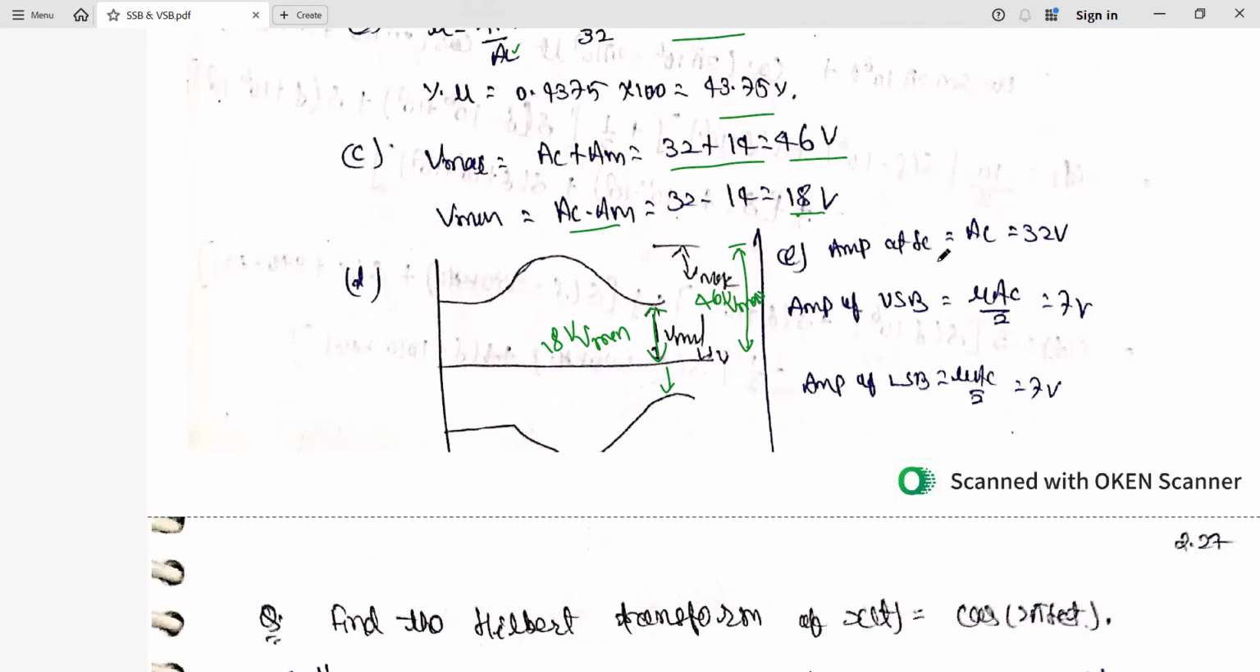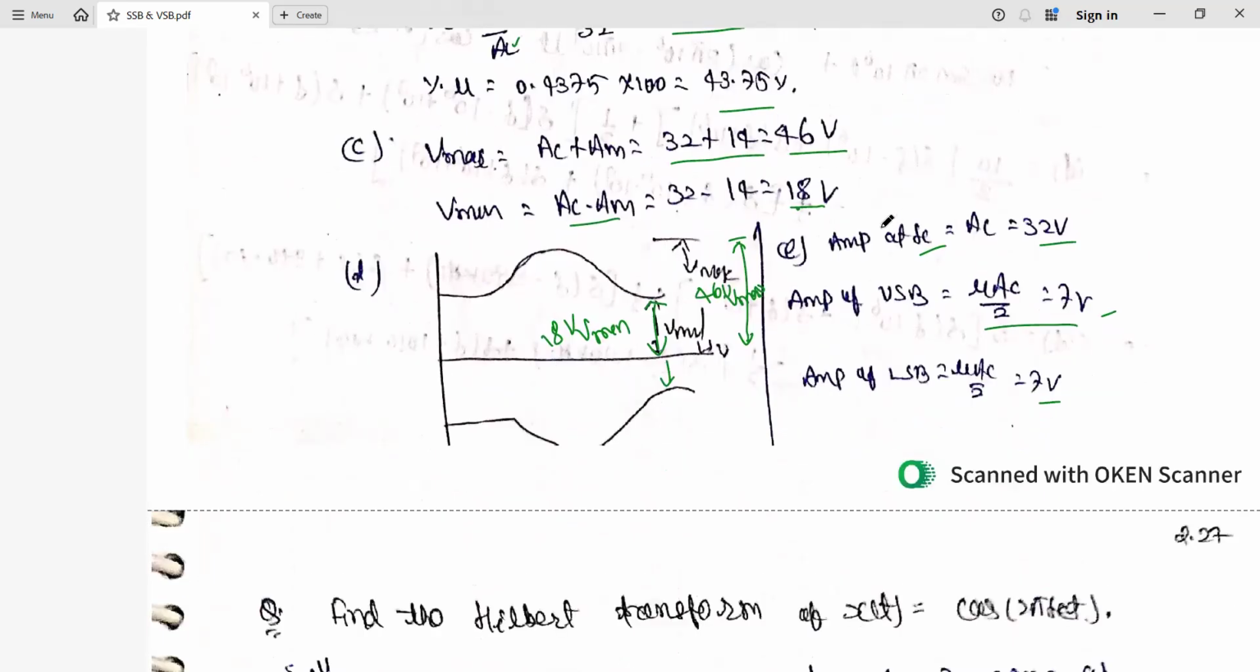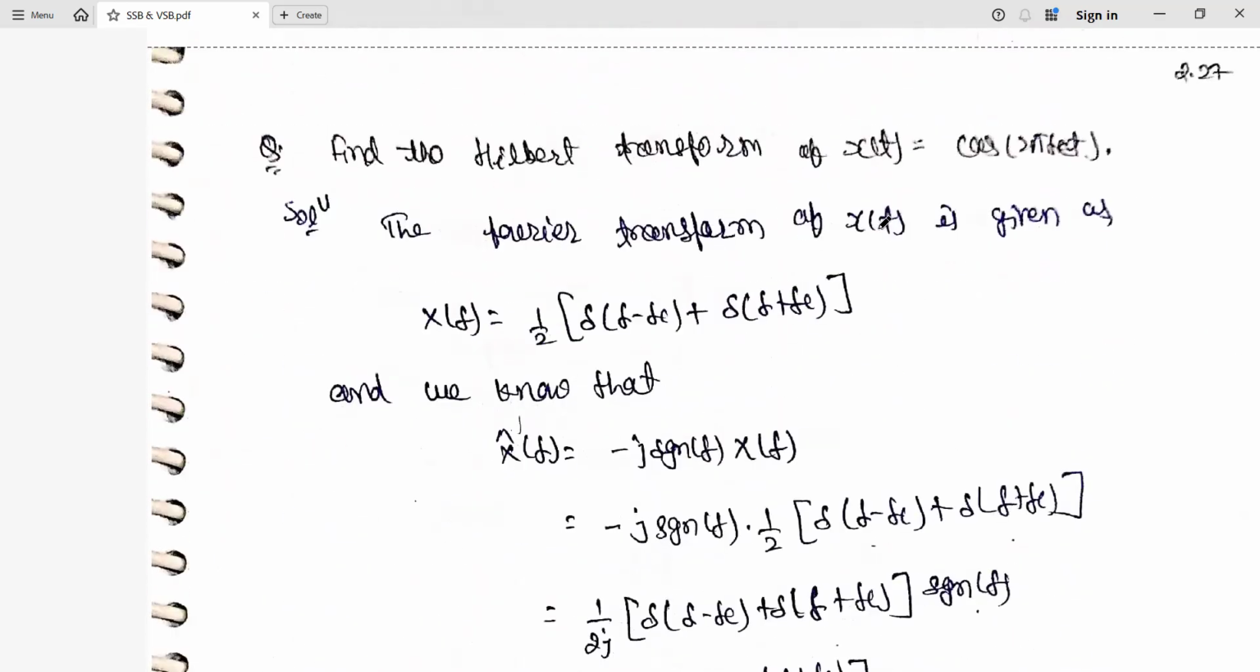Now the amplitude of the carrier signal is 32 volt here, and the amplitude of the USB is mu AC by 2. So substituting the values, we have 7 volt. And what is the amplitude of the LSB here? 7 volt. So now we can plot this spectrum easily, like how we have seen earlier. So everything is formula based. We just need to understand what the question is asking.